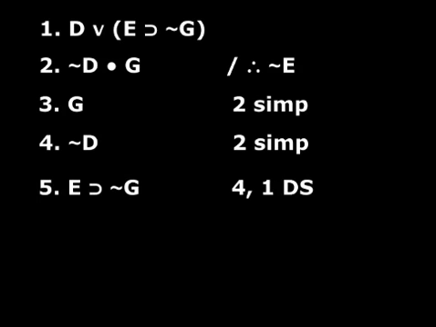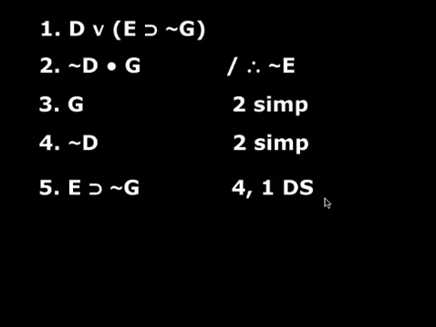So now I can do disjunctive syllogism. I've got a disjunction on line 1. Line 4 is the negation of the first disjunct. Okay, it's a negation of one of the disjuncts, so I can infer the other disjunct, in that case the second one, if E then not G, which I'll put here on line 5. And that's from disjunctive syllogism on lines 4 and 1.